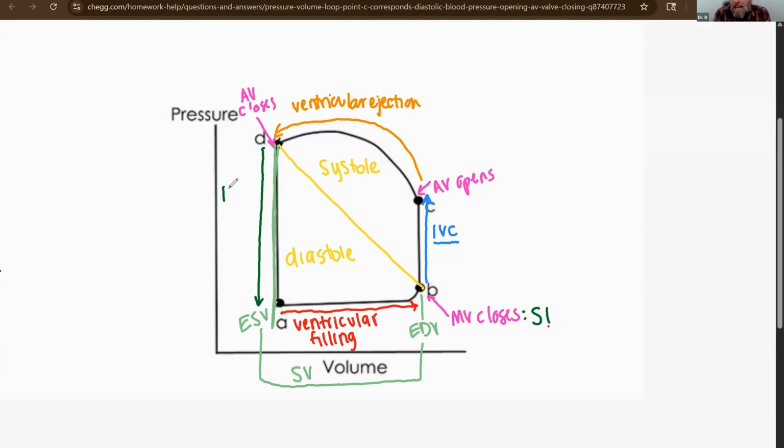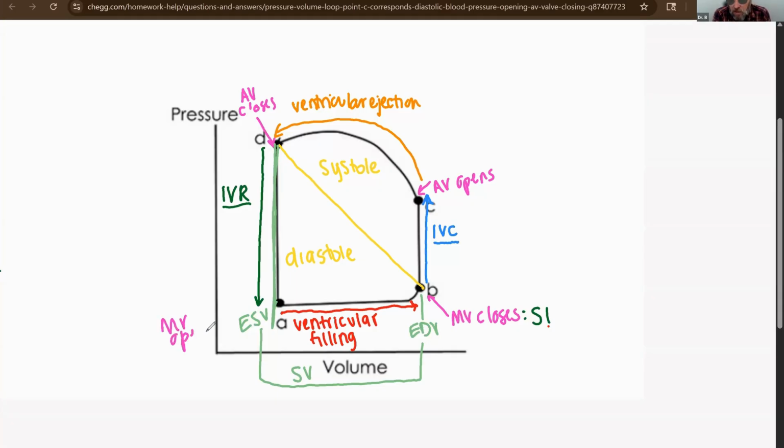Once again, why does it have to relax? Well, it needs to relax to lower its pressure below that of atrial pressure, and therefore we start the cycle again, right? We start off with A, which is ventricular filling, and then that goes into isovolumetric contraction. Then that goes into ventricular ejection, and then that goes into isovolumetric relaxation.